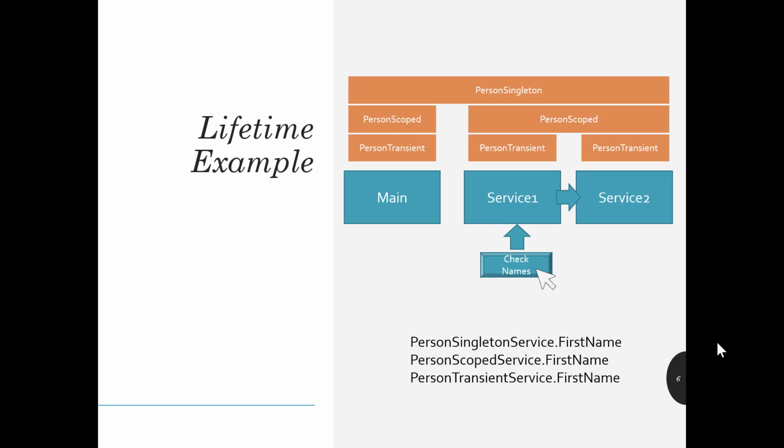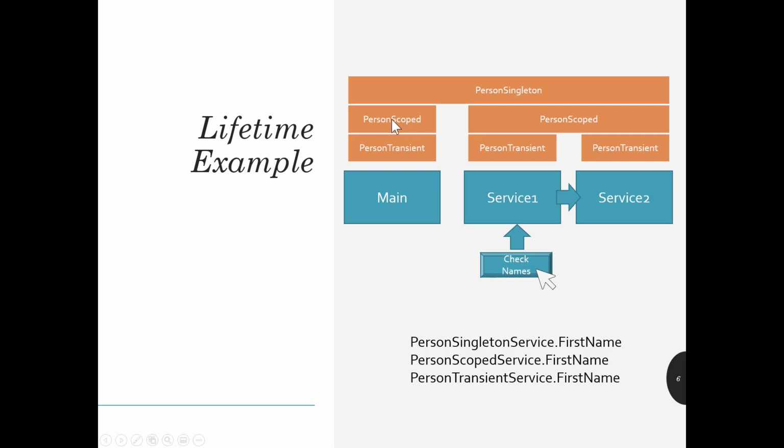so that you can see the different values. And the way I've depicted it here is, as you can see, what we will show is that the person singleton lives throughout all of this. So we can set a value for first name in main, and you're going to see it when we go into service 1 that it's still set. And then we'll change it in here, but you'll also see it in service 2.